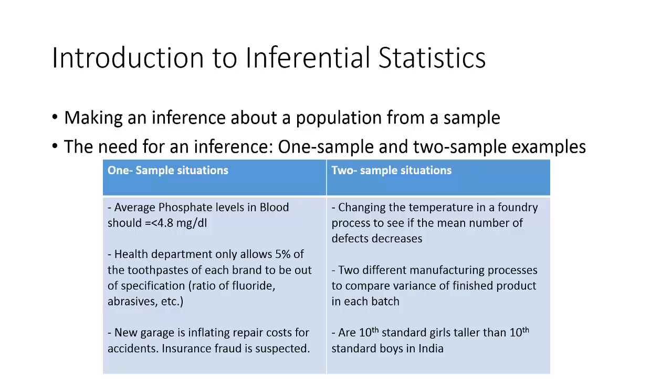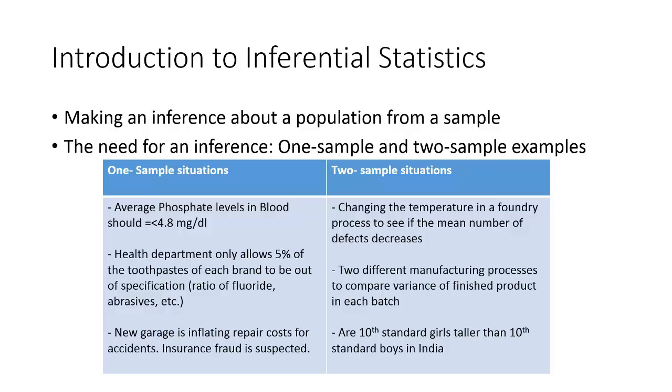So let's say they set limits on the chemicals, and they say, look, if you're a toothpaste manufacturer, I'm going to only allow 5% of your toothpastes to be out of specification. 95% of your toothpastes that I see in the market need to fall within my guidelines. Okay, same problem comes up again. You can take a sample of 10, 20 toothpastes, right?